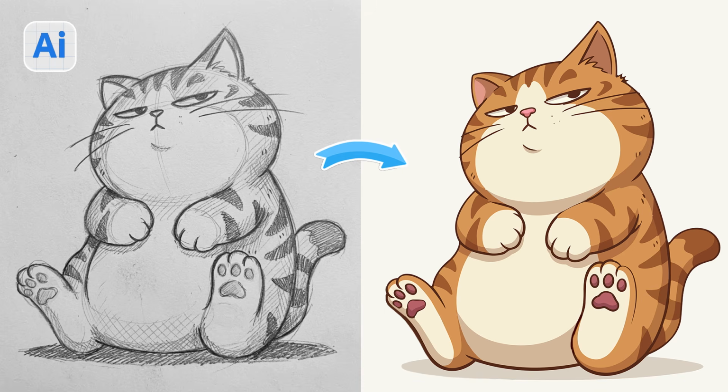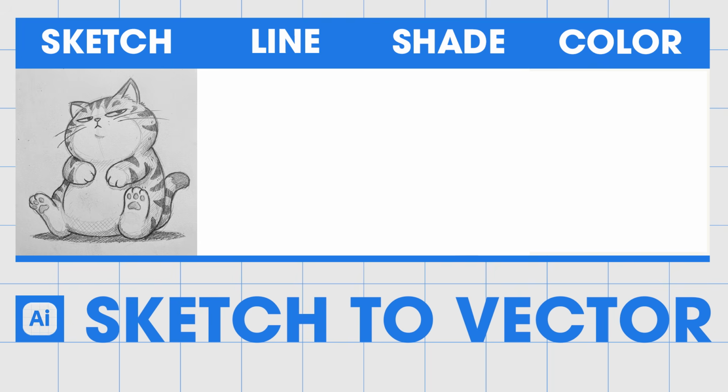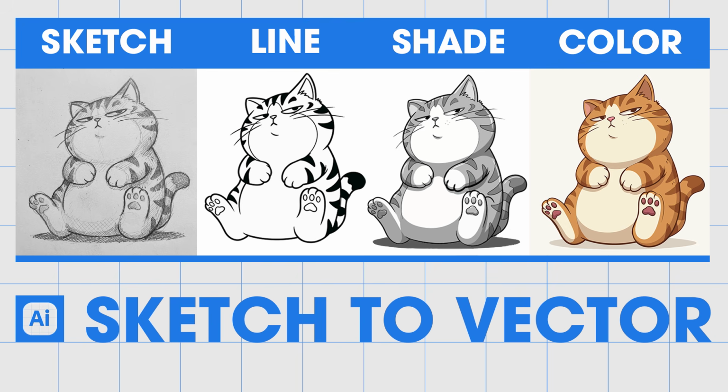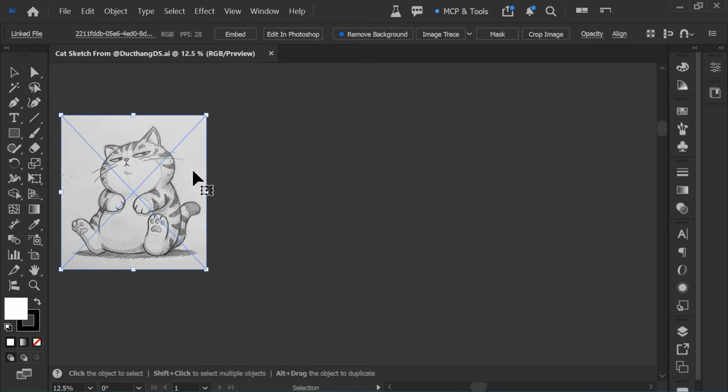In this video, I'll show you how Adobe Illustrator's new Sketch to Vector feature can transform a simple sketch into clean vector artwork. We'll generate line art, add shading, and even create a fully colored illustration in just a few clicks. Let's start with this hand-drawn sketch.